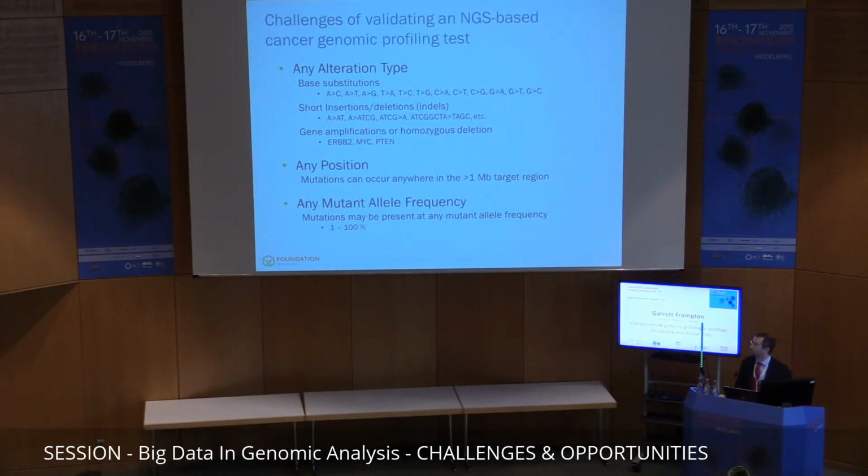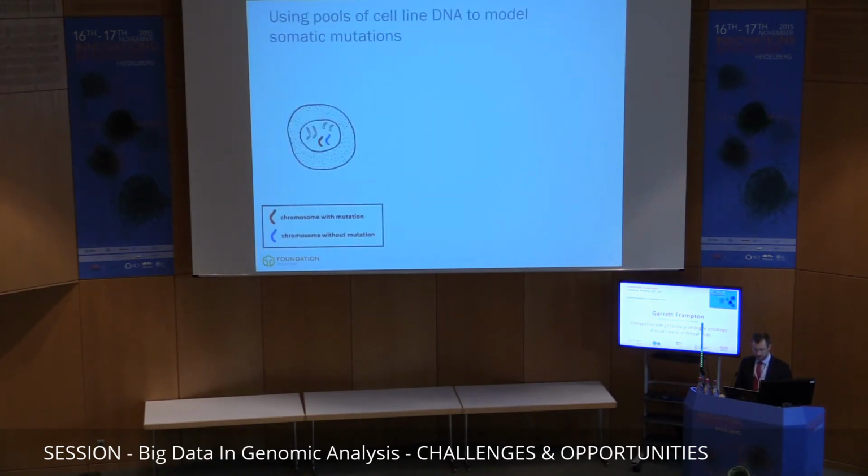So we had to use a number of different novel approaches to validate our test. And like I said, I'm not going to go through the specifics of the data, but I'm going to talk about the 3 different types of experiments we did. So first is using pools of cell line DNA to model somatic mutations. This is just a simple example: if you start with a pure cultured cell line that contains a genomic variant of interest on one of the chromosomes, shown in red up there, if you tested this specimen, it would be present at 50% mutant allele frequency.